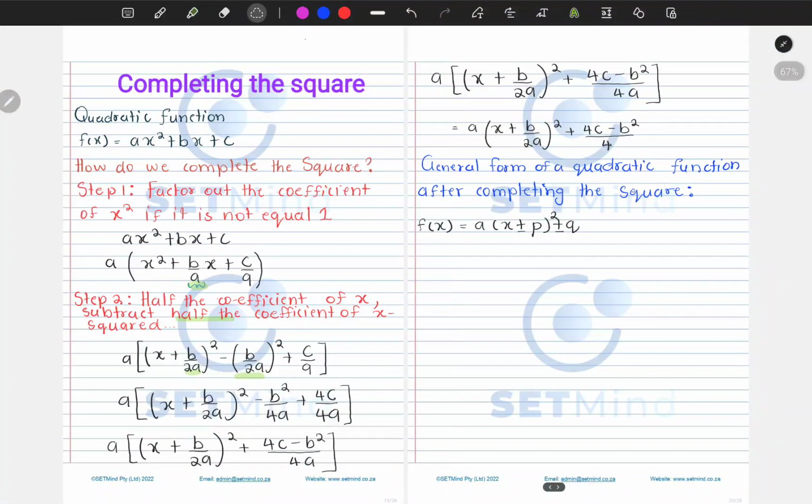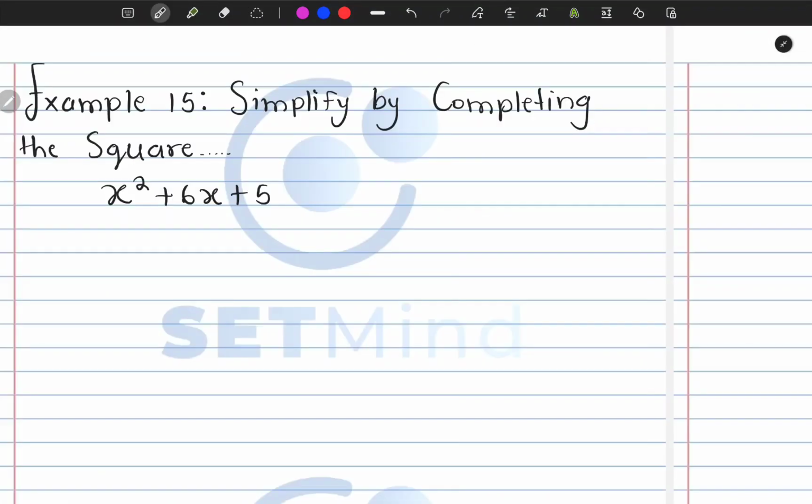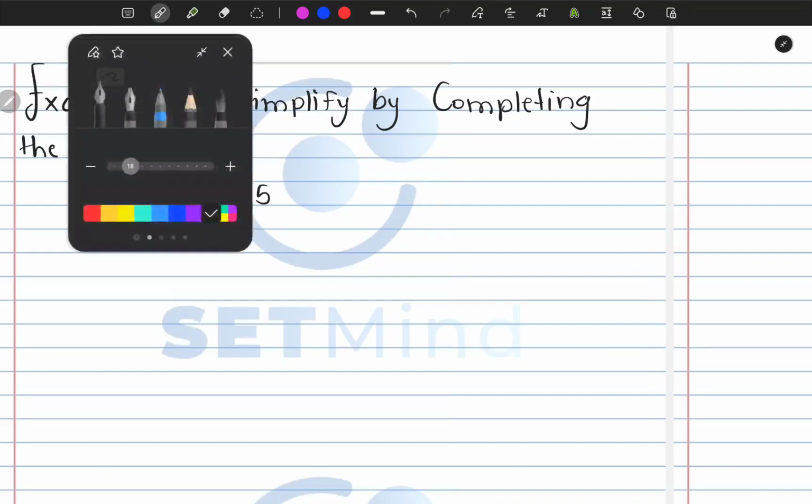So remember the two steps. Factor out any coefficient if it is there, and do this which we have done here. So let's go and have a look at an example and we will come to appreciate how we do this. And that example will be example number 15. So here's our example number 15.